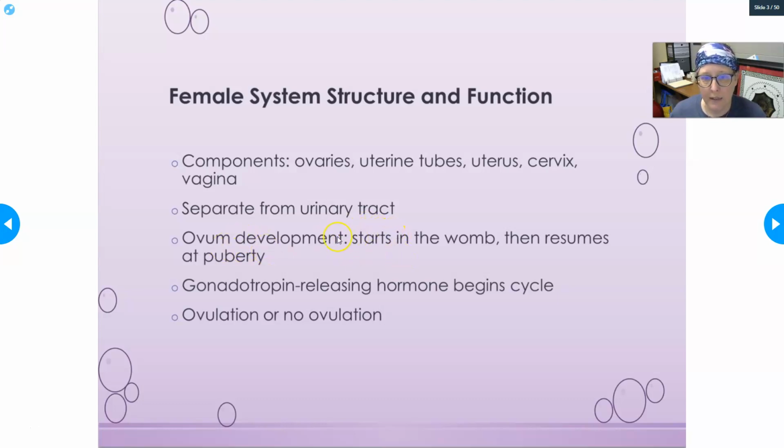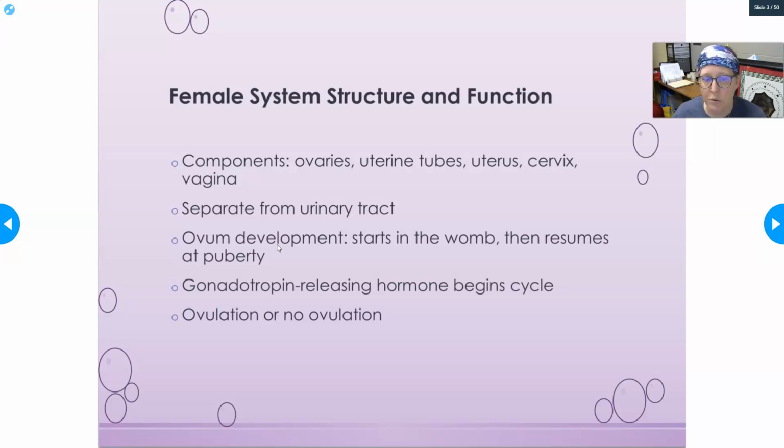In ovum development, the beginning of the making of the eggs that are eventually going to be used for fertility starts when the baby girl is in her mom's womb as a fetus. That's the beginning of ovum development. Now this gets interrupted, so it stops at a certain point, and then it resumes at puberty. What starts the female reproductive cycle at puberty is the release of gonadotropin-releasing hormone from the hypothalamus, and that will start the release of the cascade of hormones that trigger reproduction. And so if all goes well, then there will be ovulation.